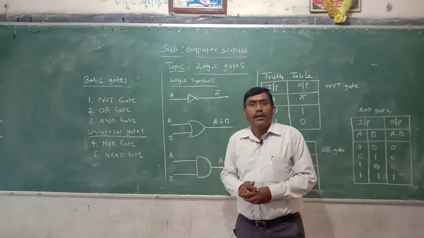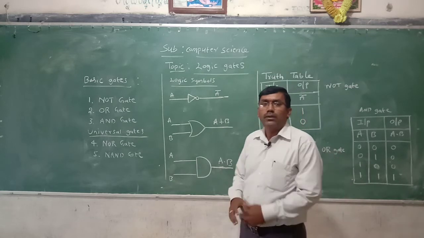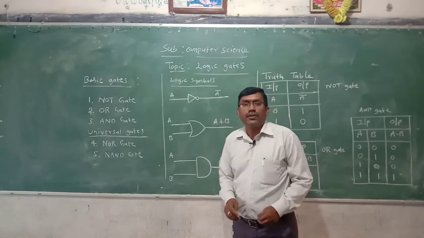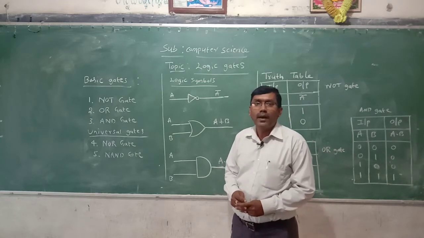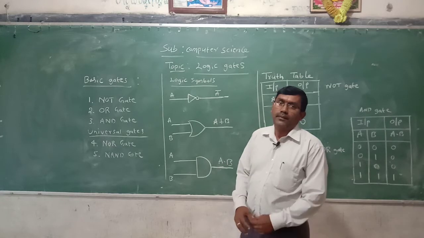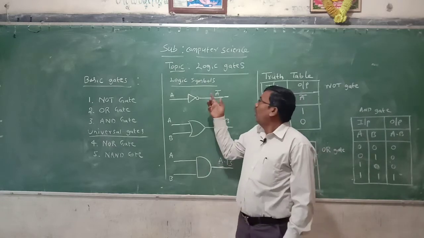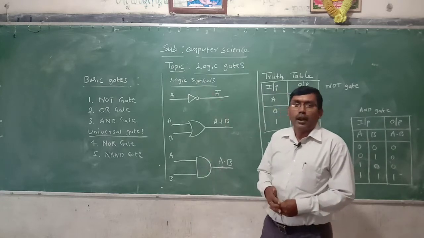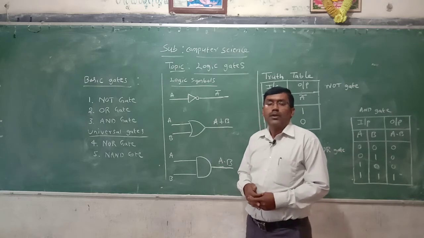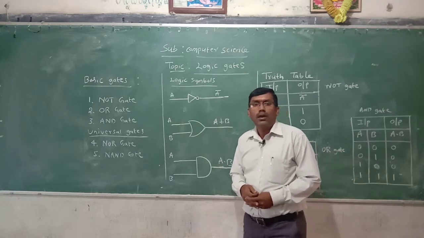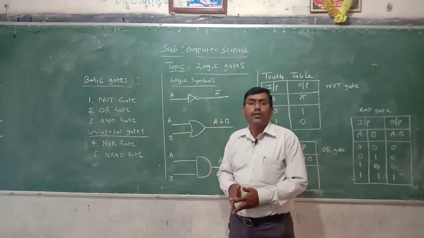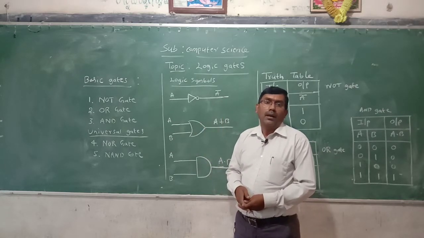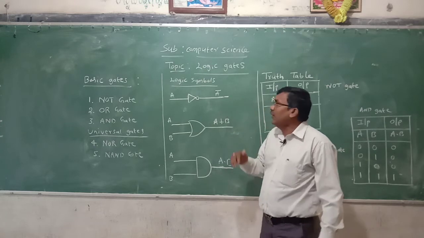A logic gate is an electronic circuit which accepts one or more input signals and produces one output signal. Once again, I'll repeat: a logic gate is an electronic circuit which accepts one or more input signals and produces only one output signal. It is also called a switching circuit.